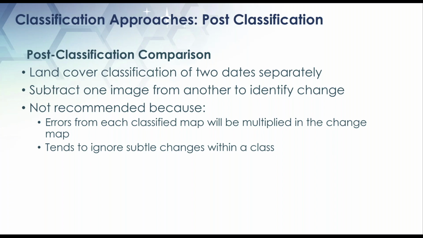This is really kind of a rough way to do change detection because, as you have all found out by doing a supervised classification, there are errors associated with a classified map, right? And those errors will be kind of multiplied when you use two maps and try to subtract them from each other. Because it doesn't really take full power of looking at the change in spectral response, it tends to ignore more subtle changes within a class. So we don't like to advise doing this approach for those reasons.